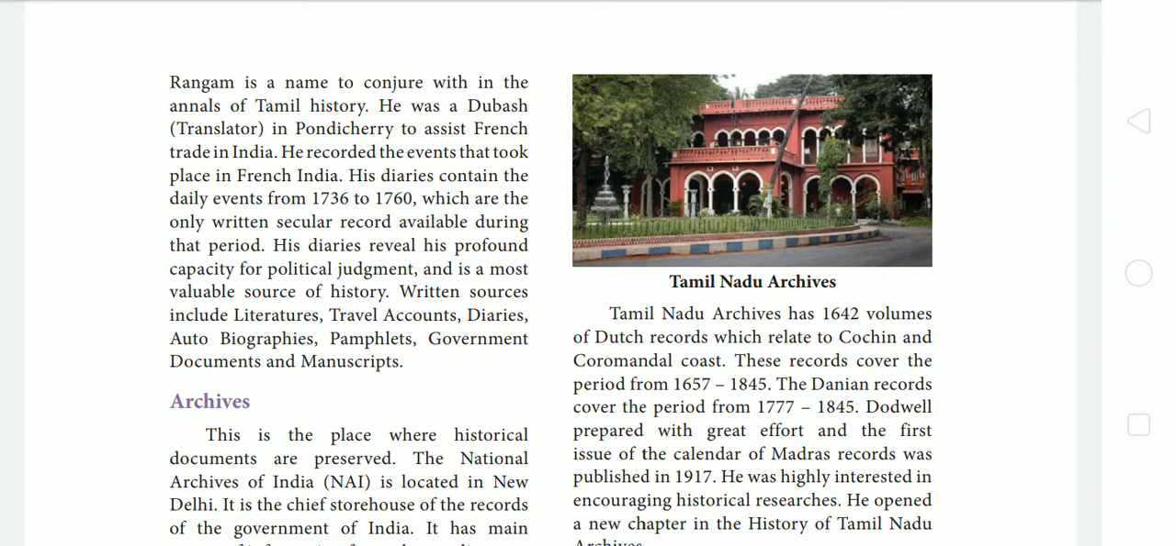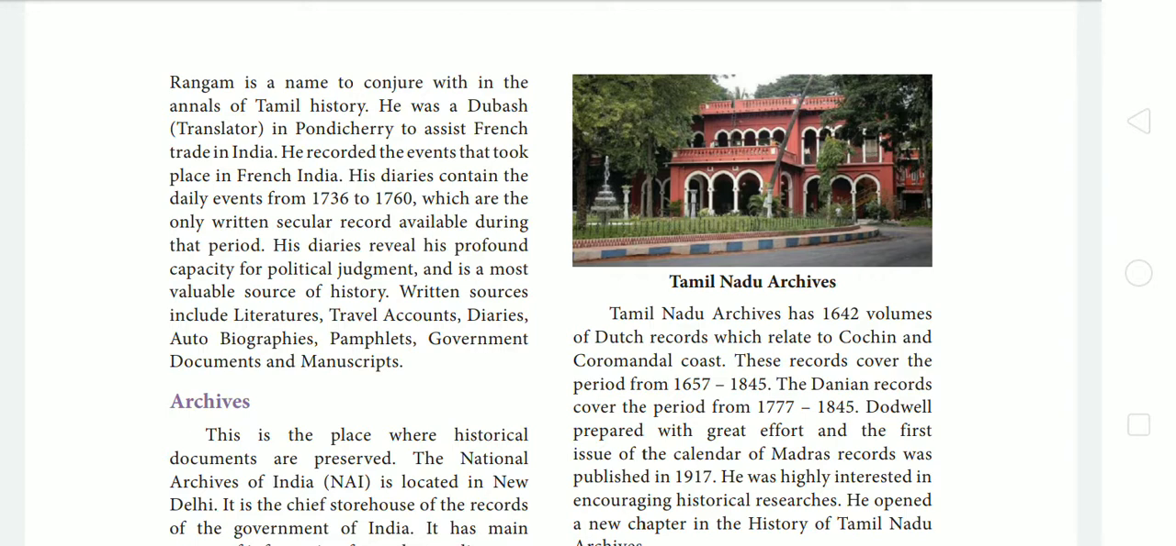This Anandarangam was a Dubash. What is meant by Dubash? Dubash means a translator. He was a translator in Pondicherry to assist French trade in India. He recorded the events that took place in French India. His diaries contain the daily events from the year 1736 to 1760, which are the only written secular record available during that period. What did this Anandarangam do?